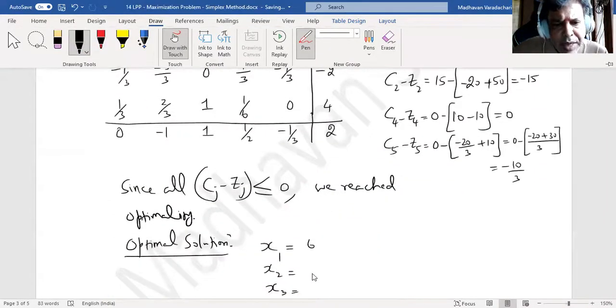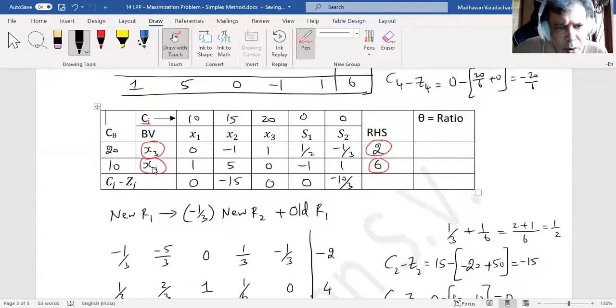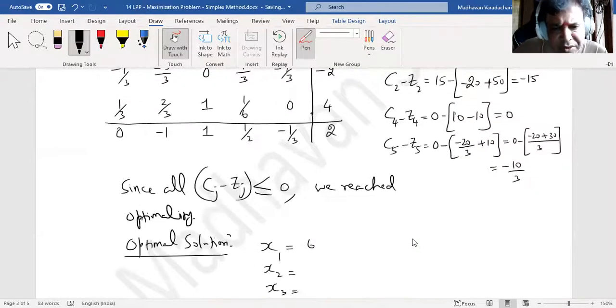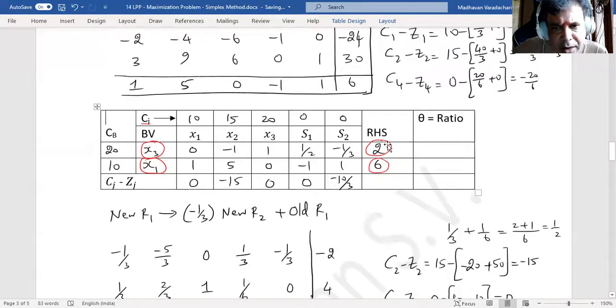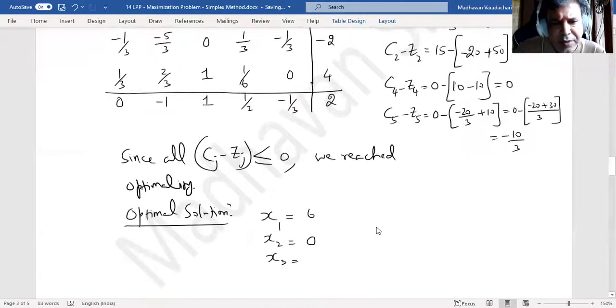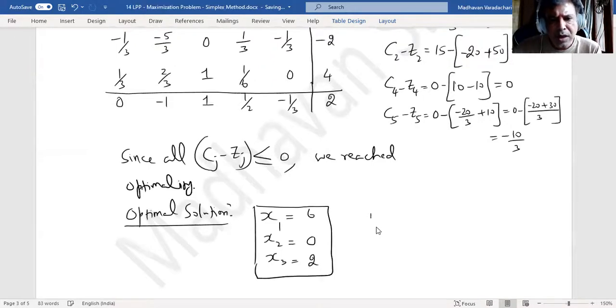Next, do we have x2 in the last table? No, it is not there. So x2 should be 0. Do we have x3? Yes, we have 2. So 2 is the answer for it. Now we got x1, x2, x3 values. We can find out max z.